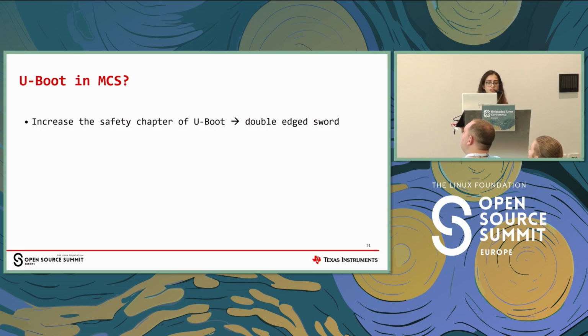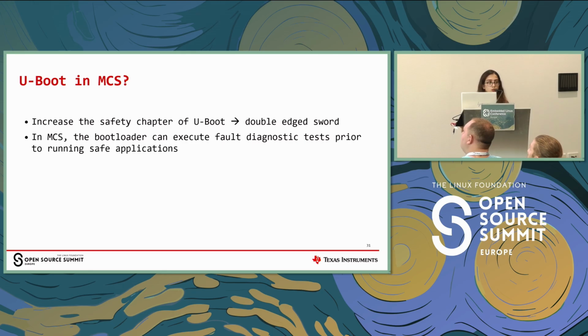So we can increase the safety chapter of U-boot by supporting diagnostic testing, which is a gap here today. So whatever advantages I told back then about U-boot and why we need to start using open source bootloaders here, you pair that with the advantages of making it a little bit more relevant in a safety context, you're really getting a double-edged sword. So in MCS, one of the ways to do this is the bootloader can execute a fault diagnostic test prior to running some kind of safety application.